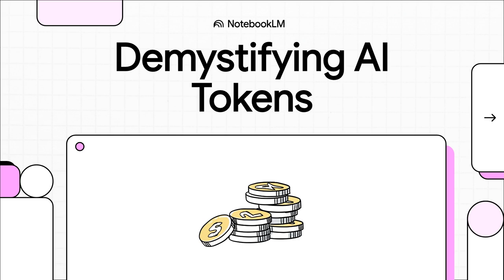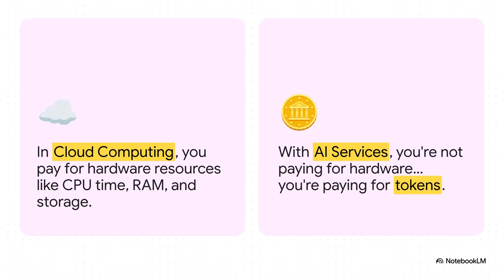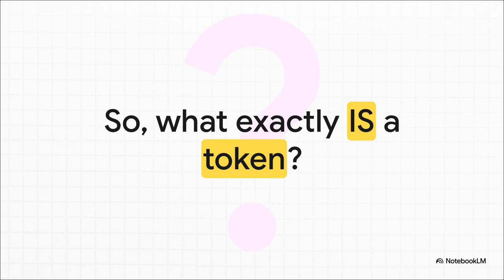Let's dive in. When you're using traditional cloud services, the bill is pretty easy to understand, right? You're paying for things you can almost picture: processor time, memory, hard drive space. But with AI, the game is totally different. You're not really paying for the hardware. You're paying for tokens. So that's the big question, isn't it? This is the fundamental unit of this entire new world. So what on earth is a token?